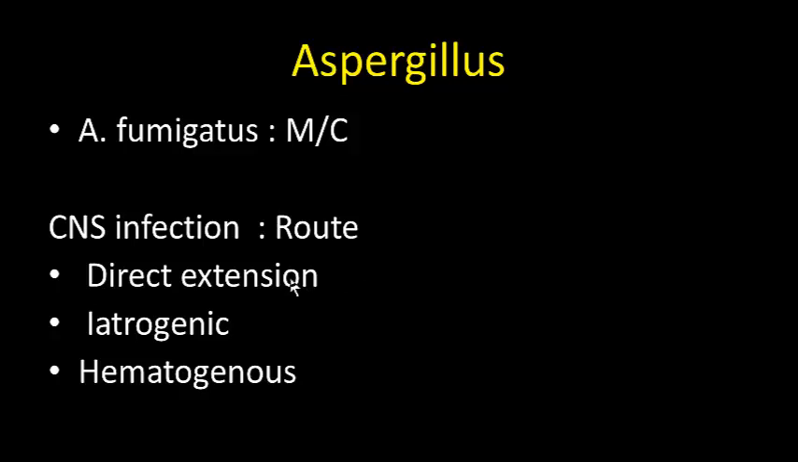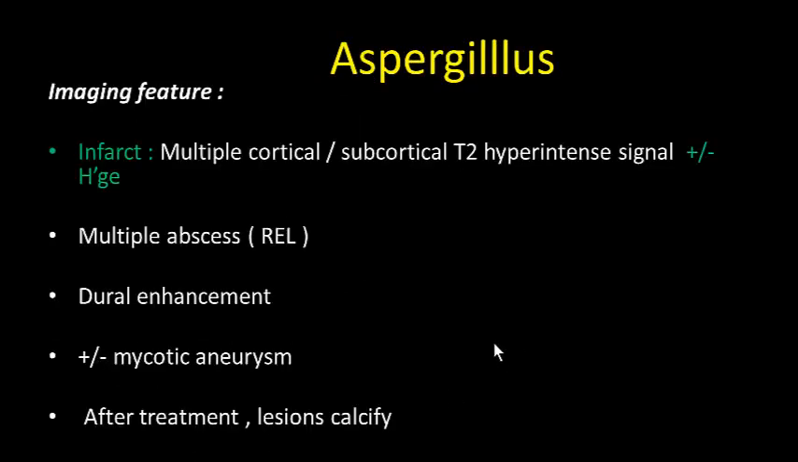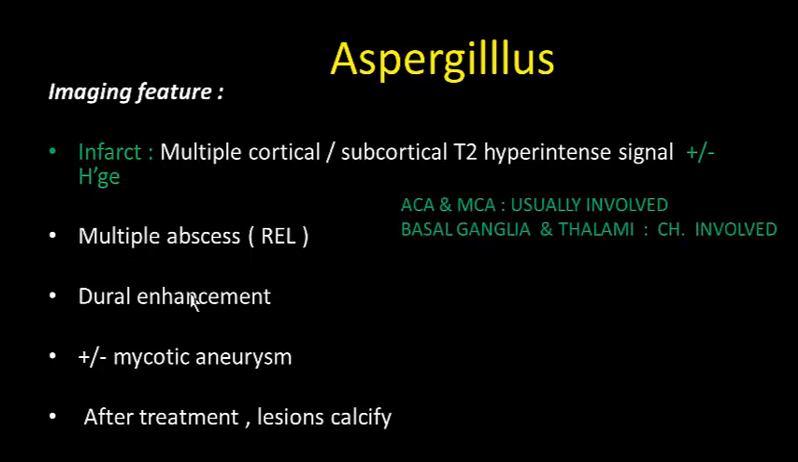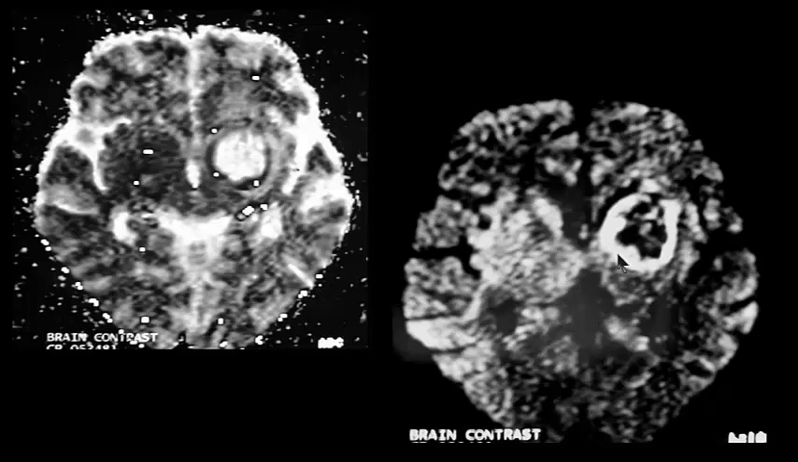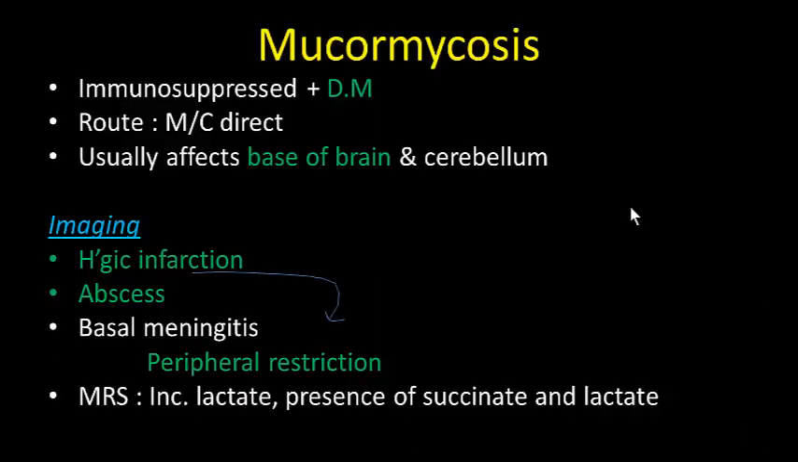Aspergillus can spread by direct extension, iatrogenically, or hematogenously. It can have an infarct or hemorrhages. Here is an example: a T1 hypo, T2 hyper, ring enhancing lesion. When you do a diffusion, as I was saying, it is the wall which shows the diffusion restriction, in the form of a crenation that you will see in fungal abscess.